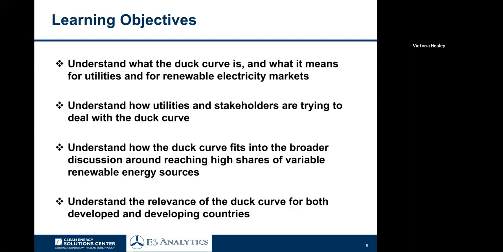So the aims of the presentation are to understand what the duck curve is, what it means for utilities and for electricity markets more broadly, to understand how utilities and stakeholders are trying to deal with it, what kinds of solutions are being put forward, what kinds of approaches are being tested, and to understand how the duck curve fits into a broader discussion around reaching high shares of variable renewable energy sources. Understand the relevance also of the duck curve for both developed and developing countries.